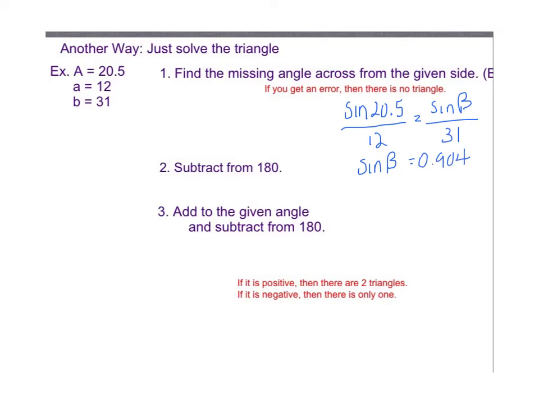Second sine gives me the angle B, which is 64.78 degrees. And I'm going to leave it 64.78. Okay, step 2 says take that from 180. So I'm going to subtract, and that's going to equal 115.